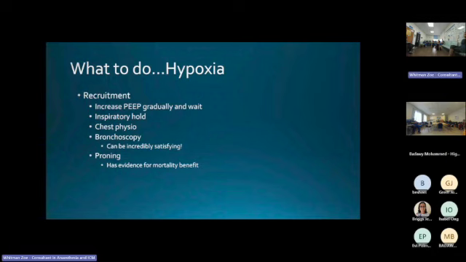Proning is one of the few things that we actually have evidence for that we do on ITU. You look at the PROSEVA trial from, I don't actually know, a long time ago, 10, 12 years ago, at least.